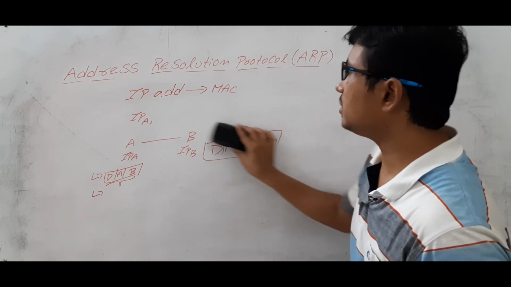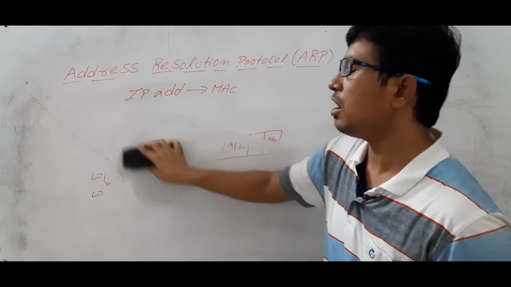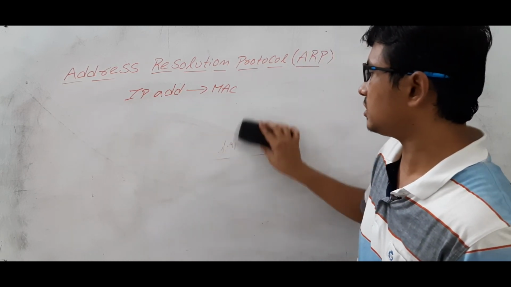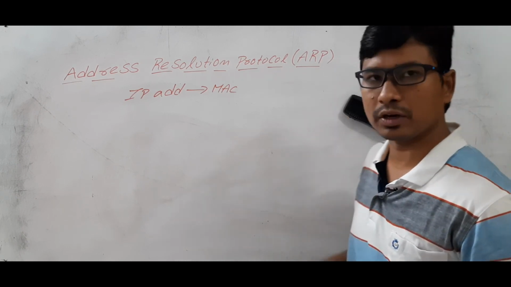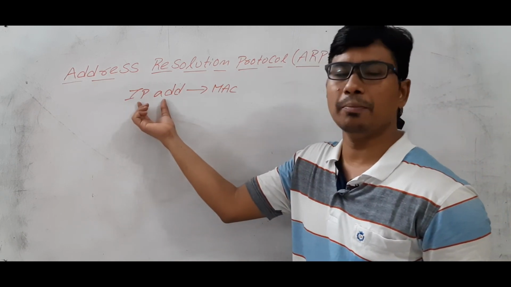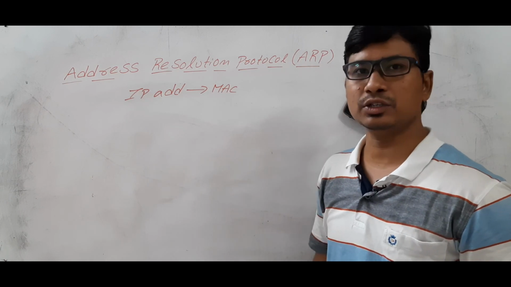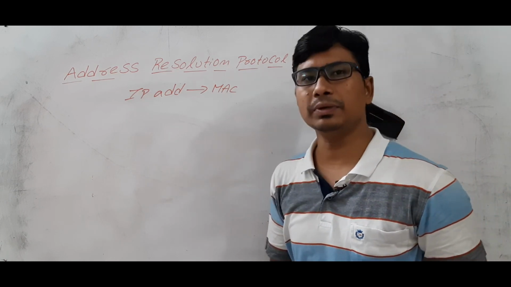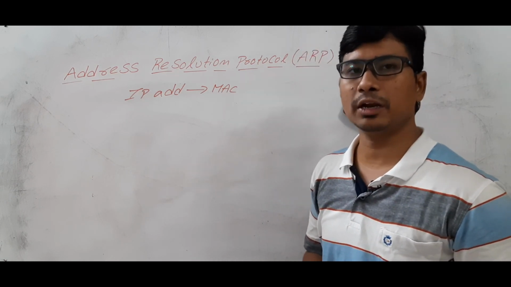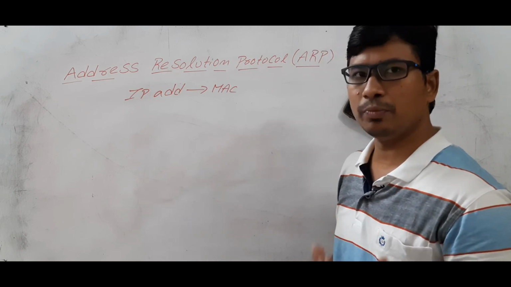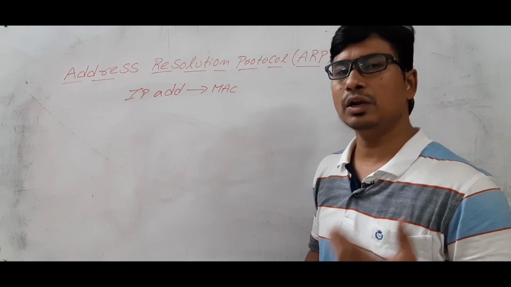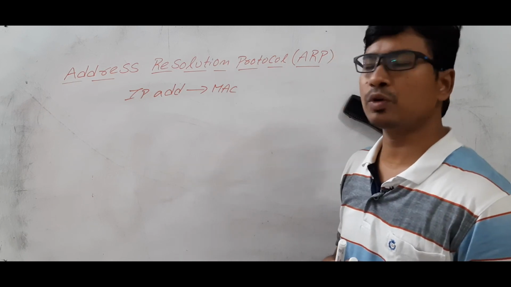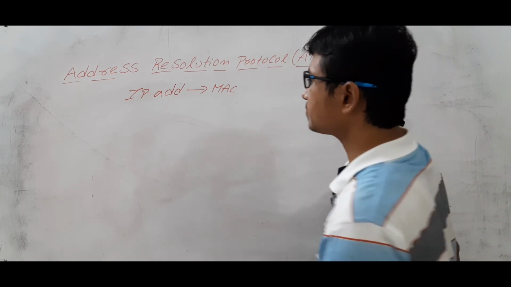So, if you know the destination IP address, however you do not know the destination MAC address, then we will use the ARP protocol. So, it is useful for mapping from IP address to MAC address. Now, I hope everyone understood what is the use of ARP. Let me discuss the working process of ARP protocol.